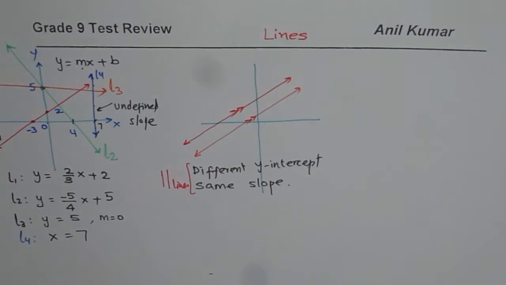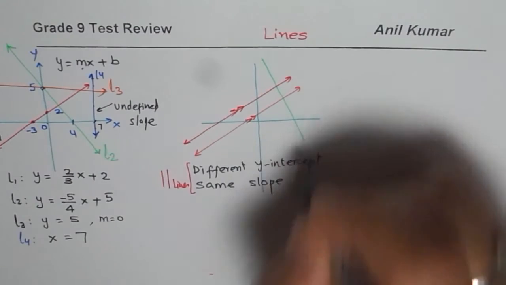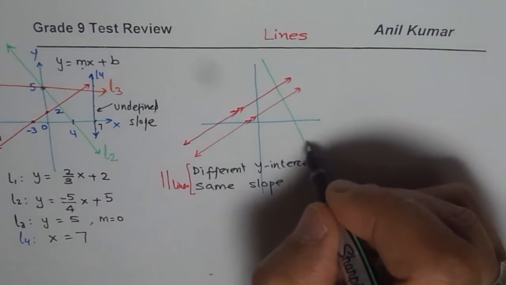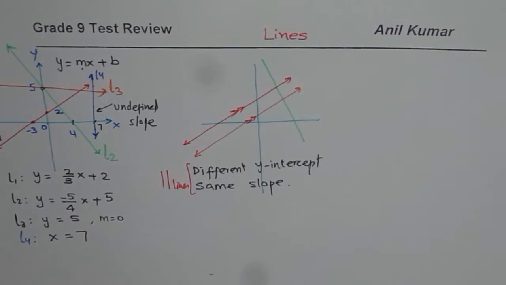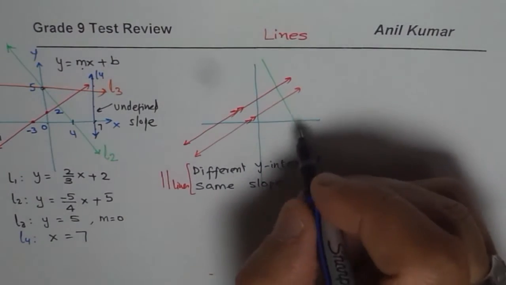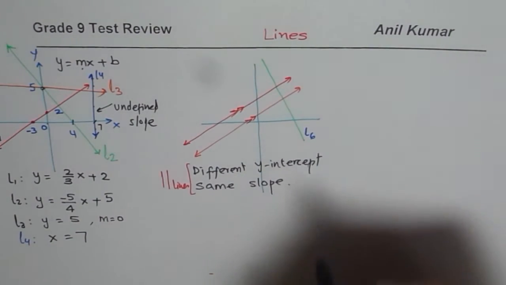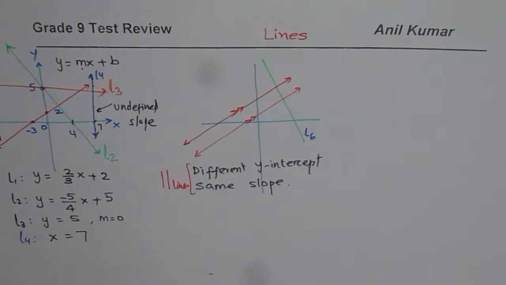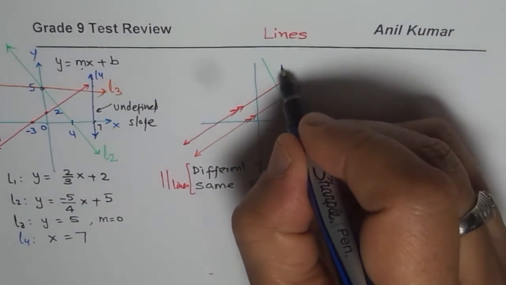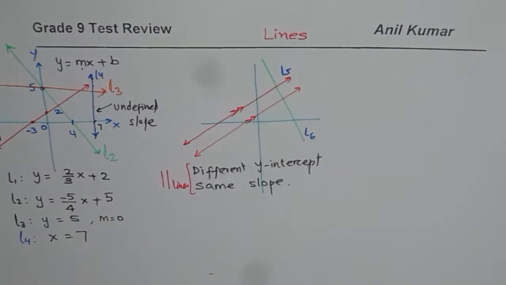Okay, now we'll talk about perpendicular lines. Perpendicular lines could be kind of like this. So if I draw a line like this, let me say that this line is L6, and the other line which we are talking about is, let us say, L5. We say L5 and L6 are perpendicular, then how are their slopes related?